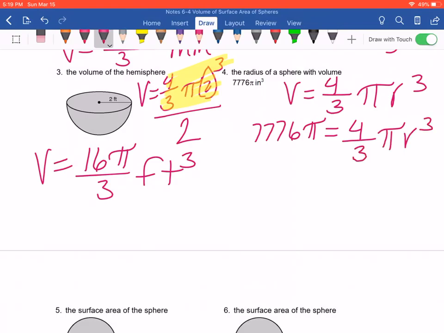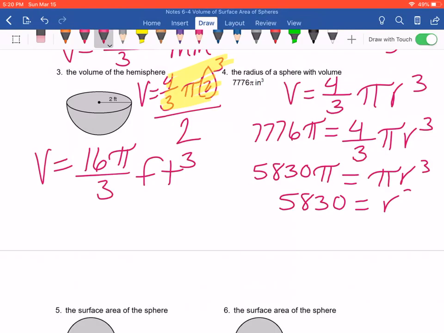So my ultimate goal here is to get that r by itself. In order to do that, what I want to do is multiply each side by 3/4, right? If you multiply each side by 3/4, that allows the 4/3 to go away on the right-hand side. And on the left-hand side, what you're left with is 5830 pi is equal to pi r cubed. Divide each side by pi, and you're left with 5830 is equal to r cubed.